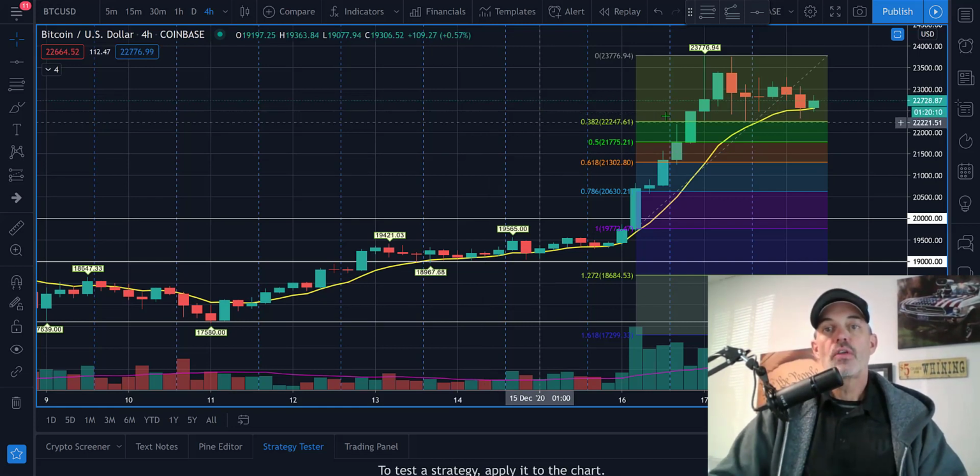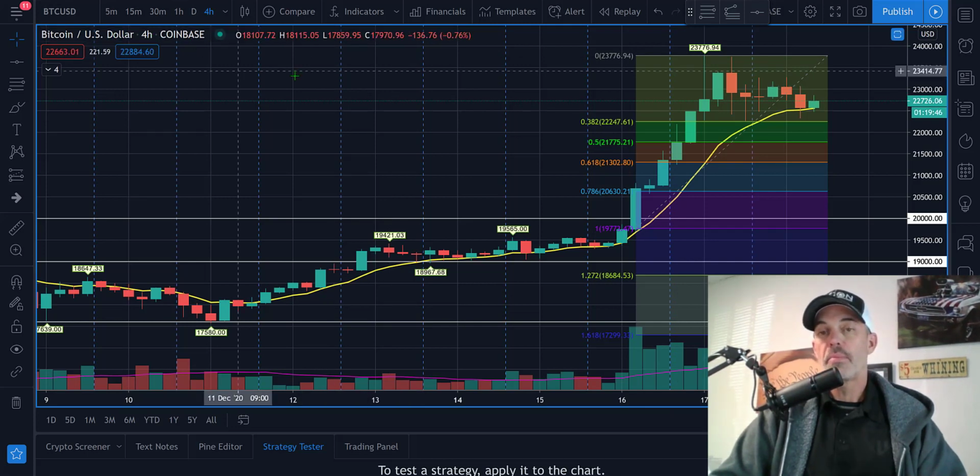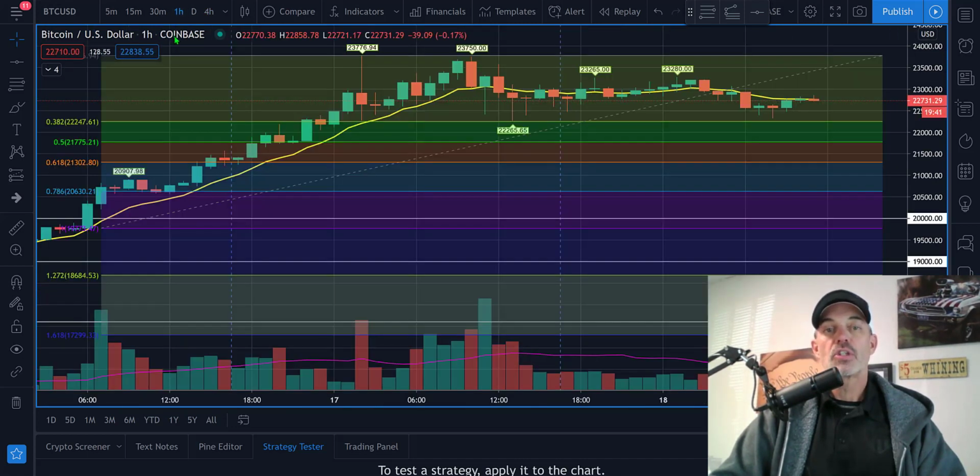As you can see on the chart, the Fib Retracement is already placed on the price action area I'm looking at, and you can see the different levels. And here's our all-time high of 23,776.94. Now this is the 4-hour Bitcoin USD chart on Coinbase Exchange. If I jump out to the 1-hour chart, we'll see the same levels with similar results of resistance and support.